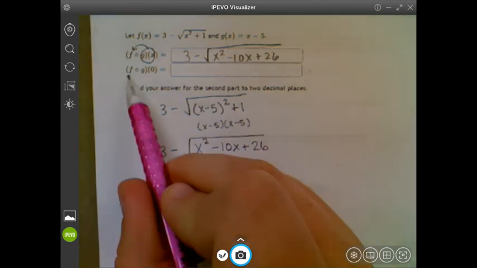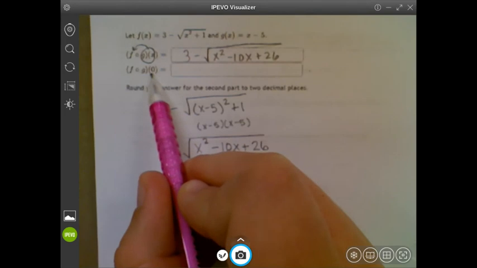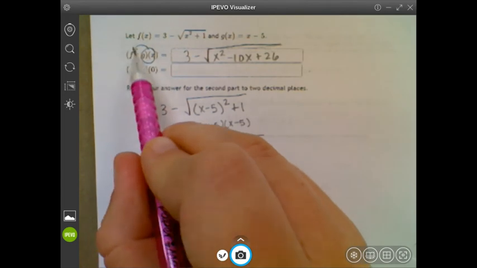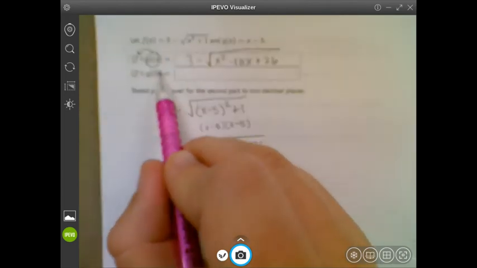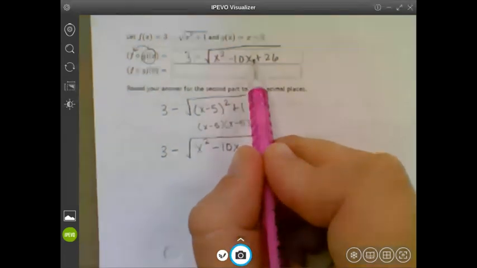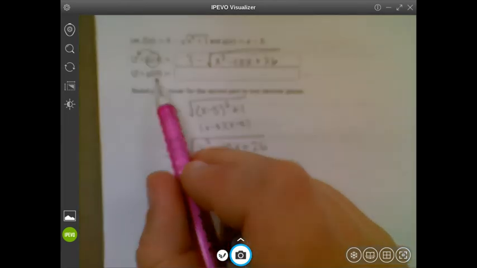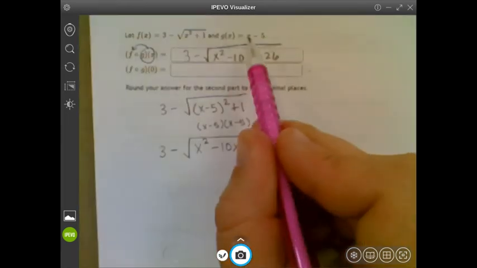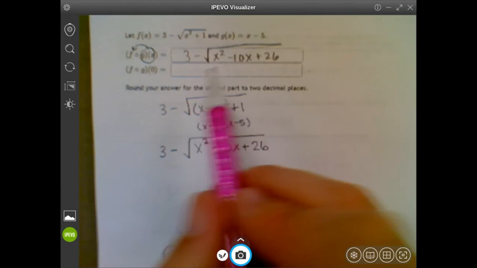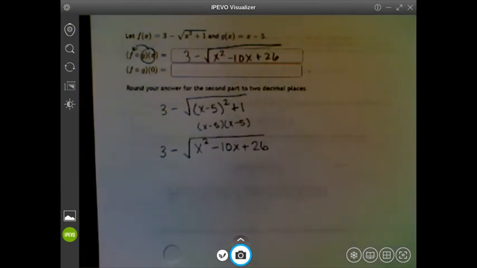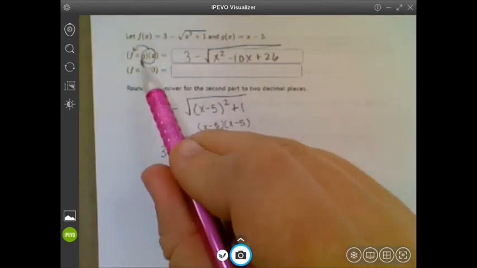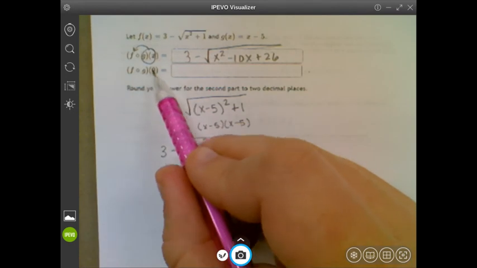All right, the second one says find f of g of 0. And so you have two options here. We already have the equation for f of g of x, and so all we have to do is plug 0 in here for both of these x's. That's option number 1. Option number 2, if you wanted to, you could first find g of 0, so you could put in 0 here, and then get your value and then plug that value into f. So 2 options, and it really doesn't matter how you do it. So I'm just going to go ahead and use the fact that I already have the equation for f of g of x to find f of g of 0 by just plugging in 0.